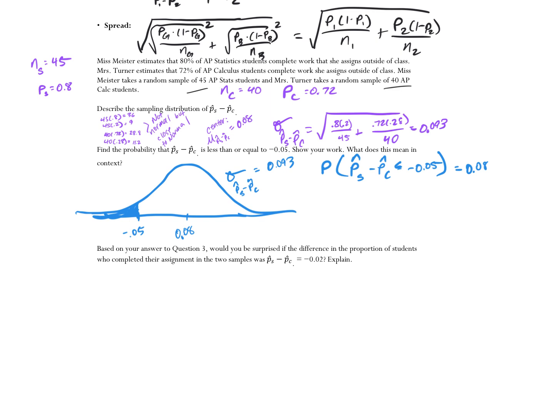Typically we use about 5%. All right, now, without doing a single calculation, would it be surprising to get a difference that was less than negative 0.02? Well, negative 0.02 is up this way more, right? Probably right about there. Would you guys be comfortable saying that would not be surprising? Because if the negative 0.05 is not surprising.